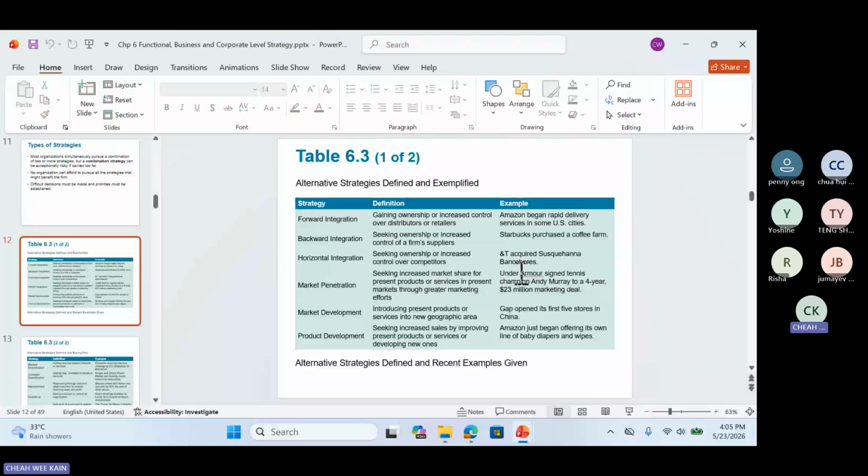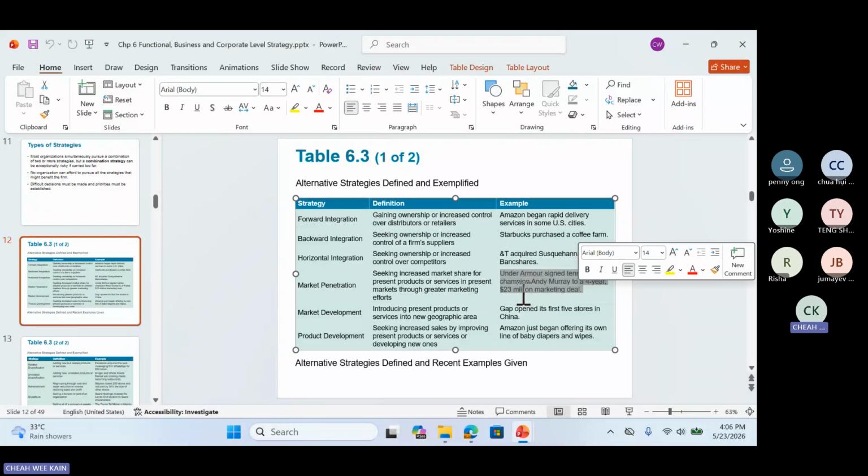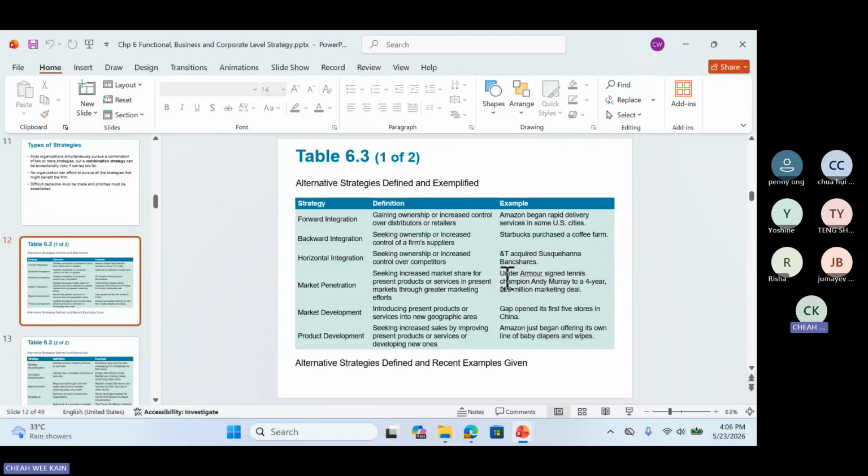So what did he do? Under Armour signed a tennis champion for a 4-year deal. But is that what the IE and EE says? If the IE and EE doesn't say that, then why are you doing that? Understand? That's what I worry about. I see many cases of friends in other companies, they just want to do one integration, one strategy. And from there, they work backwards without looking at the IE and EE. That's why it's wrong. And therefore, they will get themselves into wasted resources, wasted time.